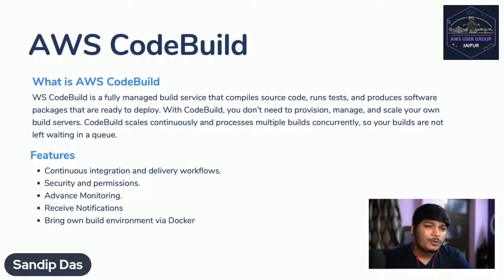Now CodeBuild scales continuously and processes multiple builds concurrently. Since concurrent builds can also be generated, your builds are not left waiting in a queue. What happens in normal Jenkins and so on is that sometimes builds wait and wait.